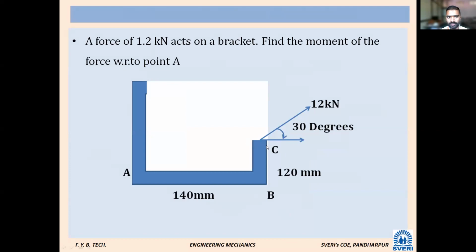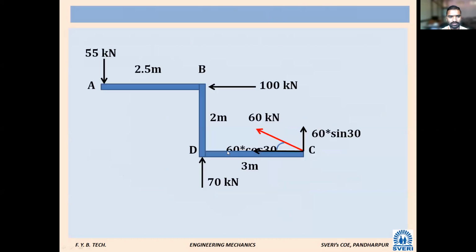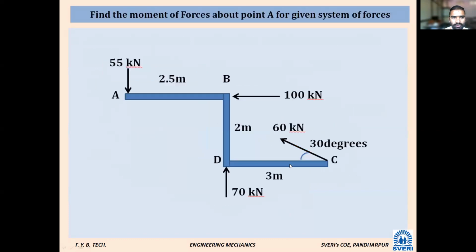Okay, this problem we have solved in the last class. So this problem we will take. So what has he given? He has given just a metal piece. There are different types of forces acting. So what you have to find out? You have to find the moment of force about a point A. Where is the point? A is this. You have to find out the moment.